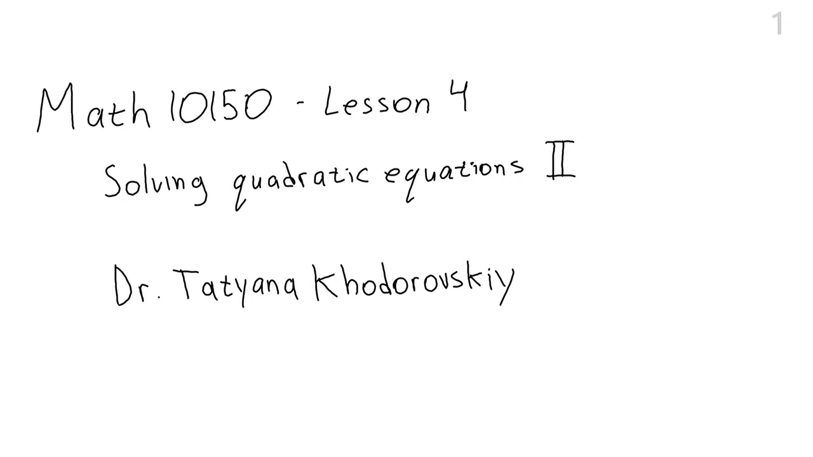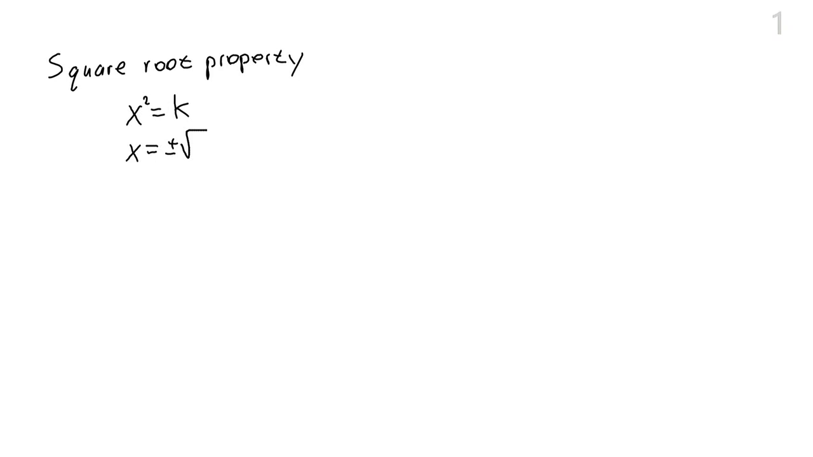Hello, this is Math 10150 Lesson 4, the second video on solving quadratic equations. Last time, in the last video, we saw how to solve equations using the square root property, which said that if we have something squared equals something else, then the solutions are plus minus the radical of that something else. And this time we will be manipulating our quadratic equations that don't look like something squared equals something into looking like something squared equals something.